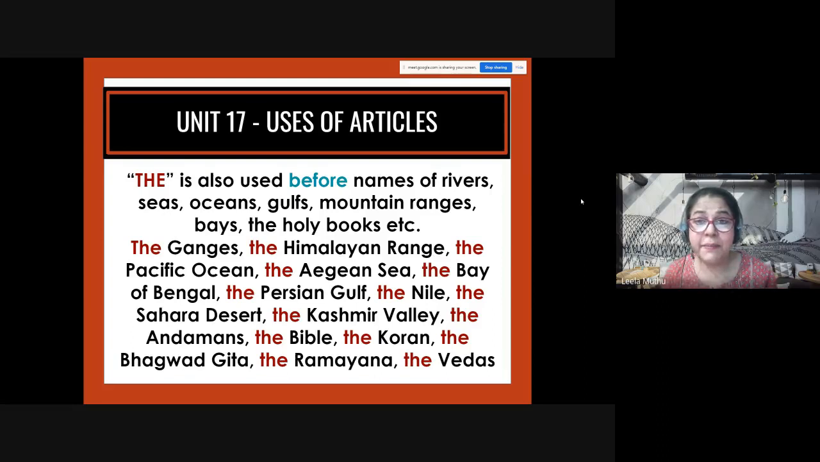The Himalayan range of mountains, the Pacific Ocean, the Aegean Sea, the Bay of Bengal, the Persian Gulf, the Nile, the Sahara Desert, the Kashmir Valley, the Andamans, islands, the holy books like the Bible, the Quran, the Bhagavad Gita, the Ramayana, the Vedas. So these you always put a "the" before.